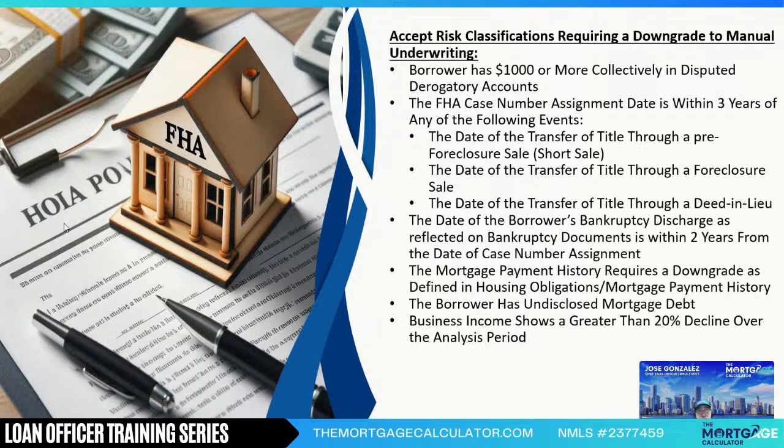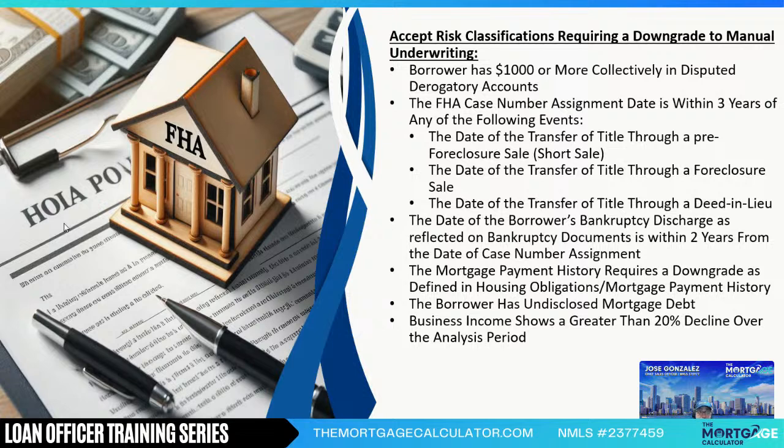Another reason to downgrade to a manual would be the mortgage payment history requires a downgrade as defined in housing obligations or mortgage payment history. So we would probably have to review the FHA guidelines for that. But if the credit delinquency exceeds a certain level, then it has to be a manual underwrite. Another reason to downgrade a file to a manual underwrite is that the borrower has undisclosed mortgage debt. Right? Not reporting on the credit report, but they may be on the hook for it.